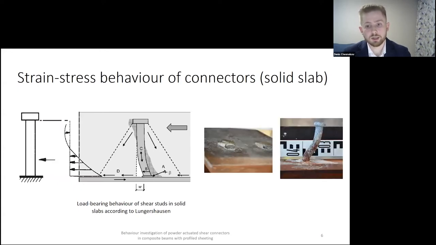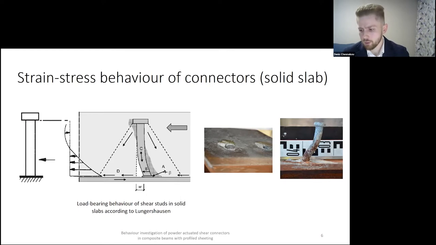The first one is shearing of the connector in the zone of the welded collar, or it could be failed by concrete crushing. In this case, we see that the studs deform, but do not fail.